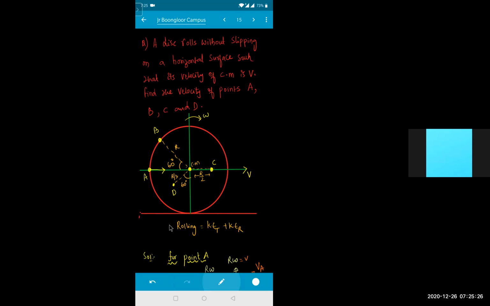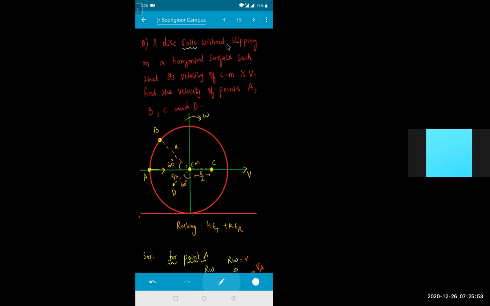Okay, see the question. What is rolling now? Disk. You know for the disk, what is the moment of inertia? Mr square by 2. Disk and solid cylinder are the same, right? So what does rolling mean? Rolling means without slipping. What is the condition for the body rolling without slipping? VCM must be equal to R omega.